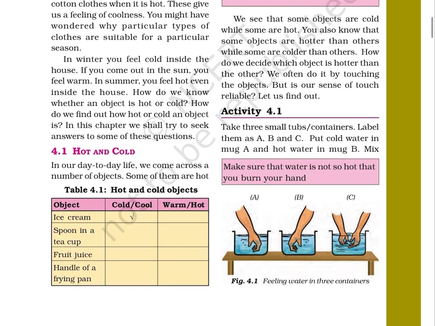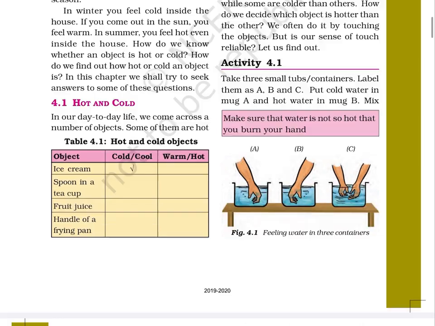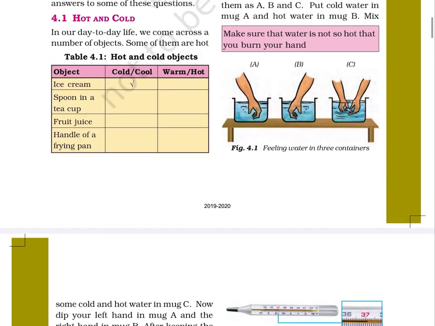Activity 4.1. Take 3 small tubs or containers. Label them as A, B, and C. Put cold water in container A and hot water in container B. Warning: make sure that water is not so hot that you burn your hand. Figure 4.1. Filling water in 3 containers.